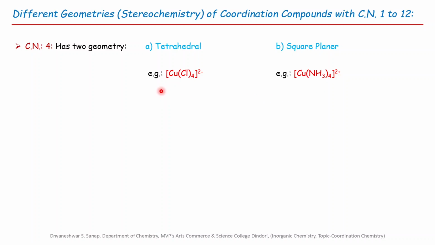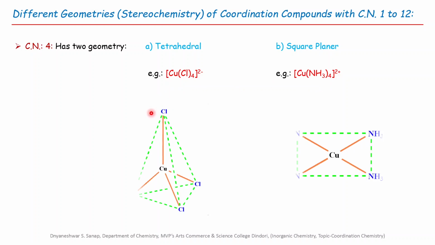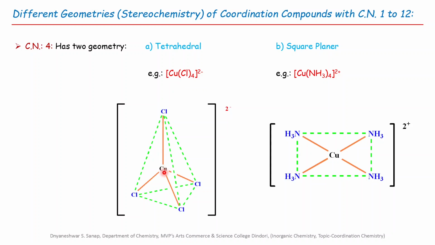Let us see the structural representation of both geometries. For tetrahedral geometry, the metal atom is at the center and all 4 ligands are at the 4 corners with respect to the metal atom. Here the angle between two ligands or two groups is 109 degrees, here 109 degrees, here 109 degrees and 109 degrees. And that's why this geometry is called tetrahedral geometry.